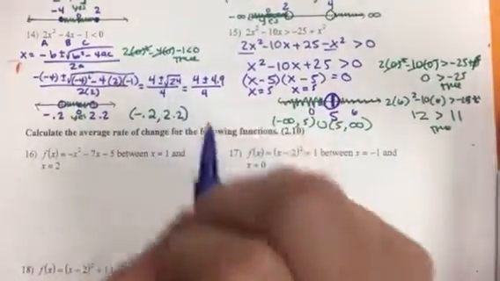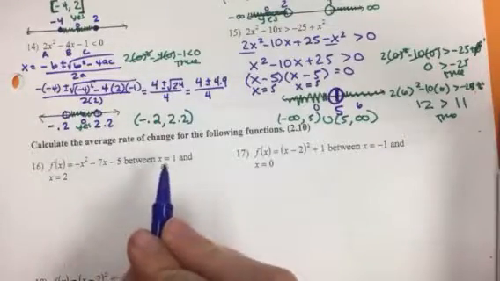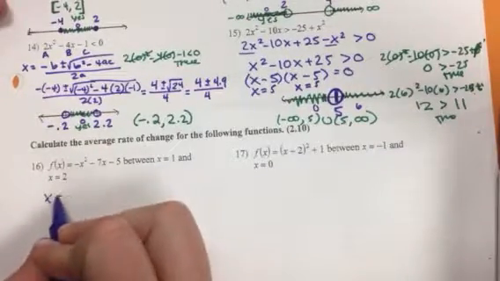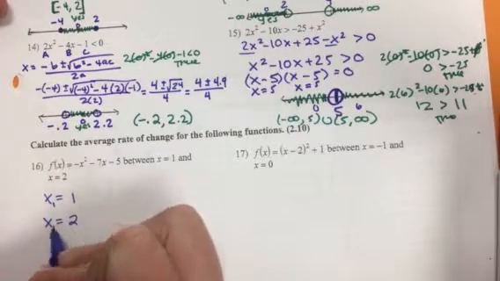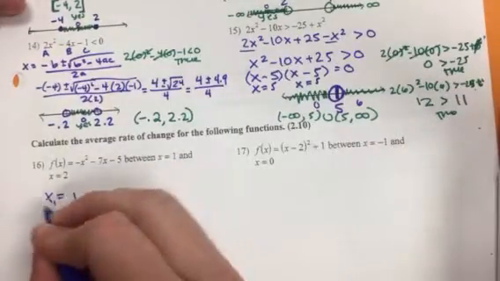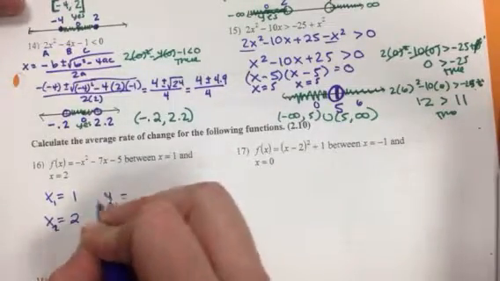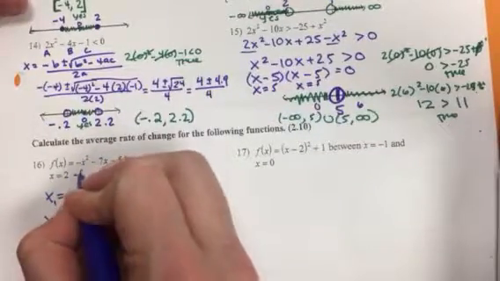Alright, now we're going to go over average rate of change. So we have our function and it wants to know what the rate of change is between x equals 1 and x equals 2. So I'm going to make that my x1 and my second x. That way when I plug in x1, the output will be a y1. So I plug 1 in here.